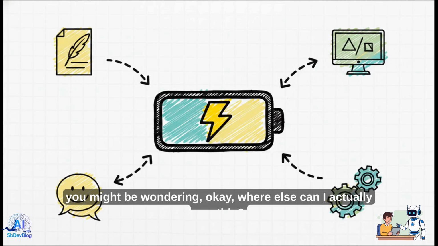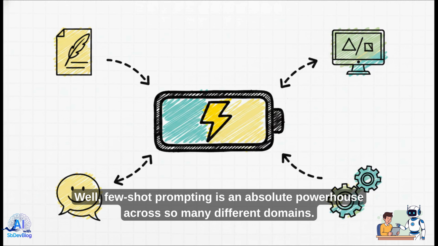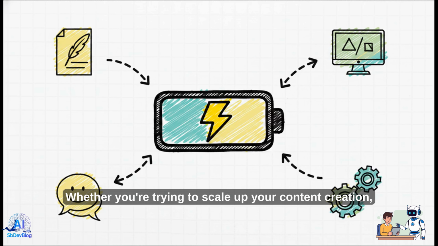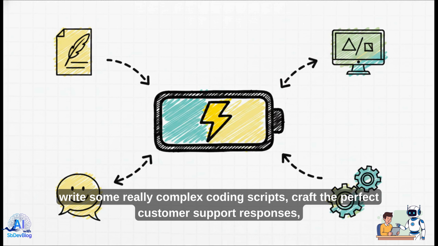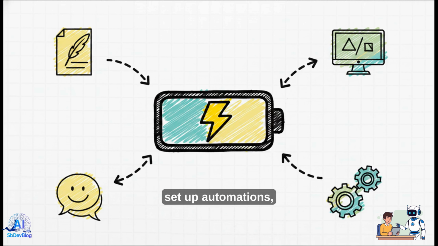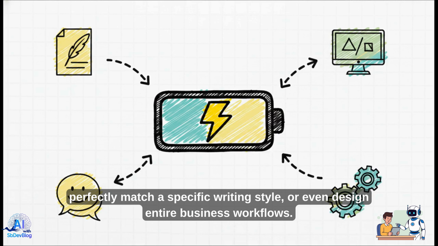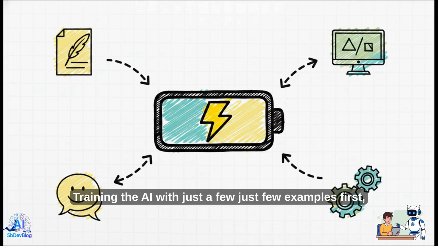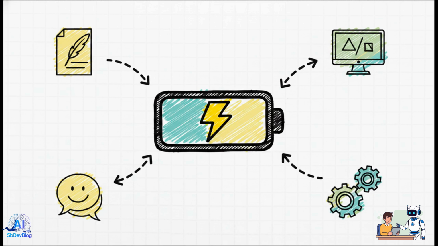Now, you might be wondering, okay, where else can I actually use this? Well, few-shot prompting is an absolute powerhouse across so many different domains. Whether you're trying to scale up your content creation, write some really complex coding scripts, craft the perfect customer support responses, set up automations, perfectly match a specific writing style, or even design entire business workflows. Training the AI with just a few examples first will drastically elevate your results across the whole shebang.